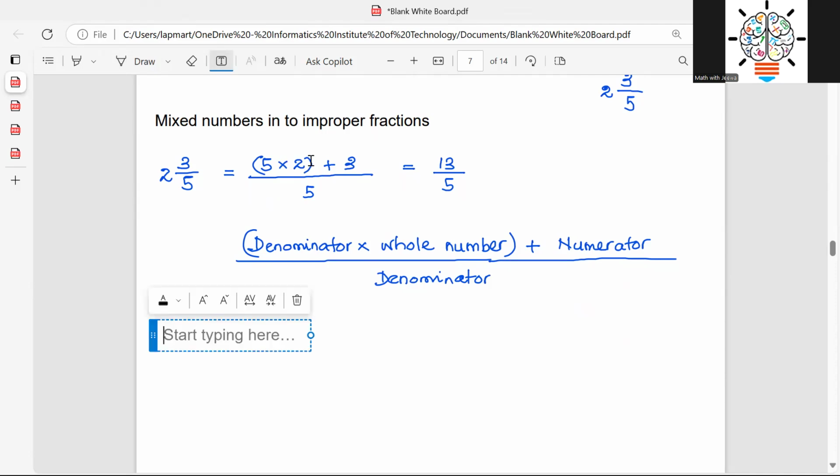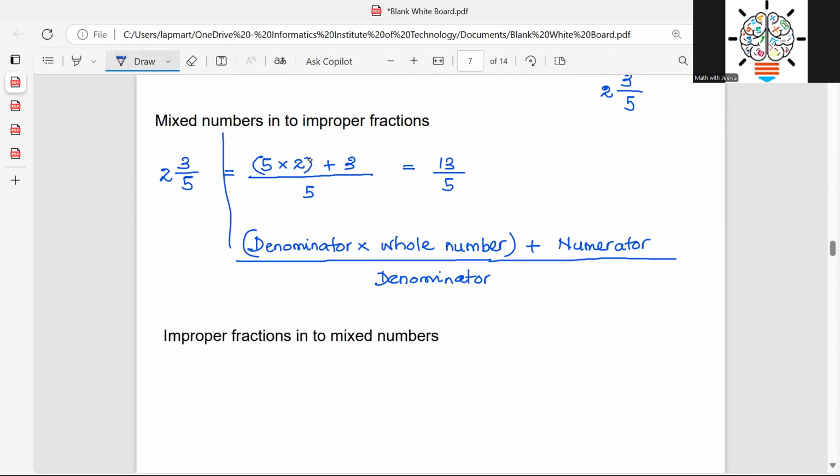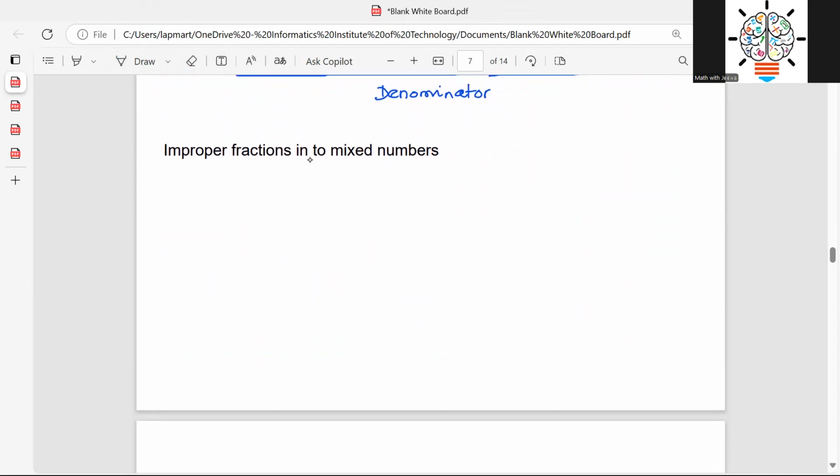The next one we want to learn is how to convert improper fractions into mixed numbers, right? Improper fraction into mixed numbers. How are we going to do that, children? It's like this. Let's say that we have 13/5 for an example. This is the improper fraction we have. What does this mean, children? 13/5? 13 divided by 5, right?